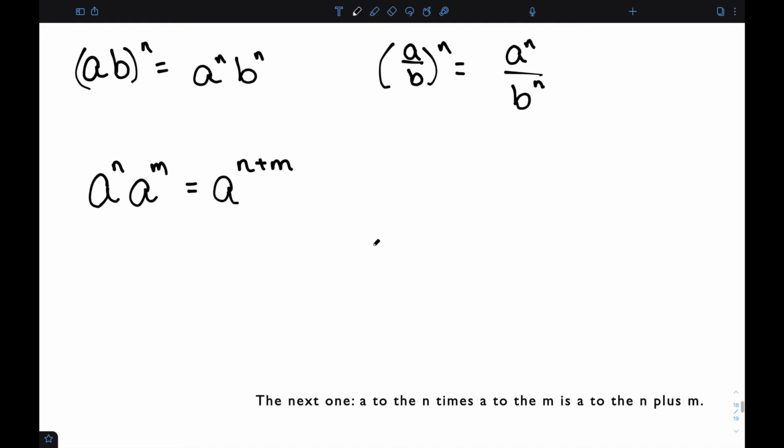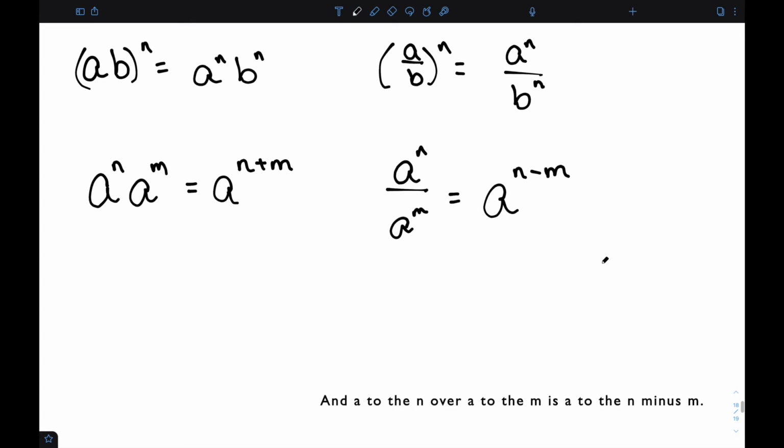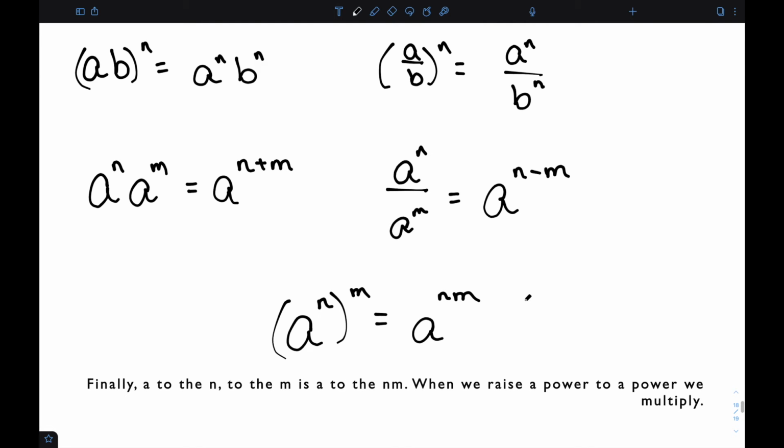The next one, a to the n times a to the m is equal to a to the n plus m. And a to the n over a to the m is equal to a to the n minus m. So when we multiply, we add exponents, and when we divide, we subtract exponents. Finally, a to the m to the n is a to the nm. When we raise a power to a power, we multiply.